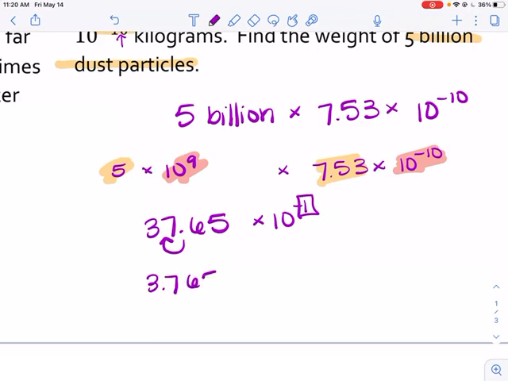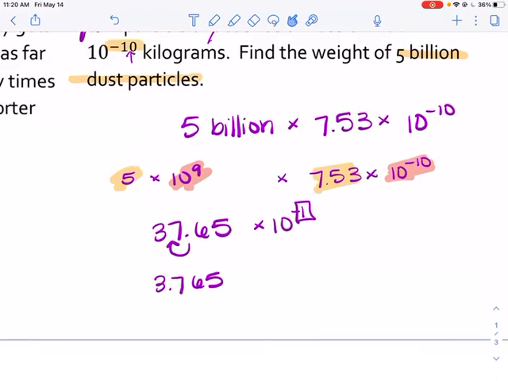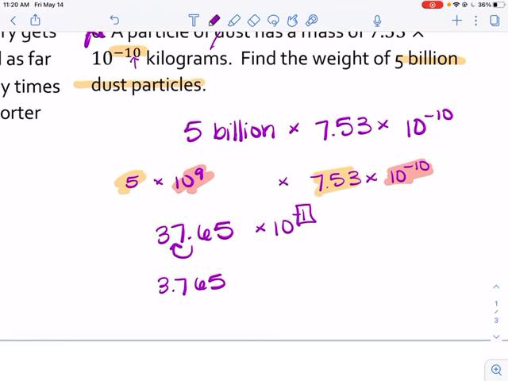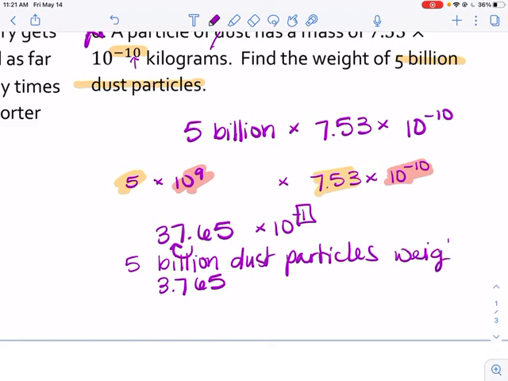This was supposed to be the weight, and it was originally measured in kilograms. So 5 billion dust particles, at least of this particular brand of dust particles, I guess, weigh 3.765 kilograms. Now, I would recommend if you find that you have to round your numbers, please round them at least to the nearest hundredth. That's 2 decimal places. And good luck.